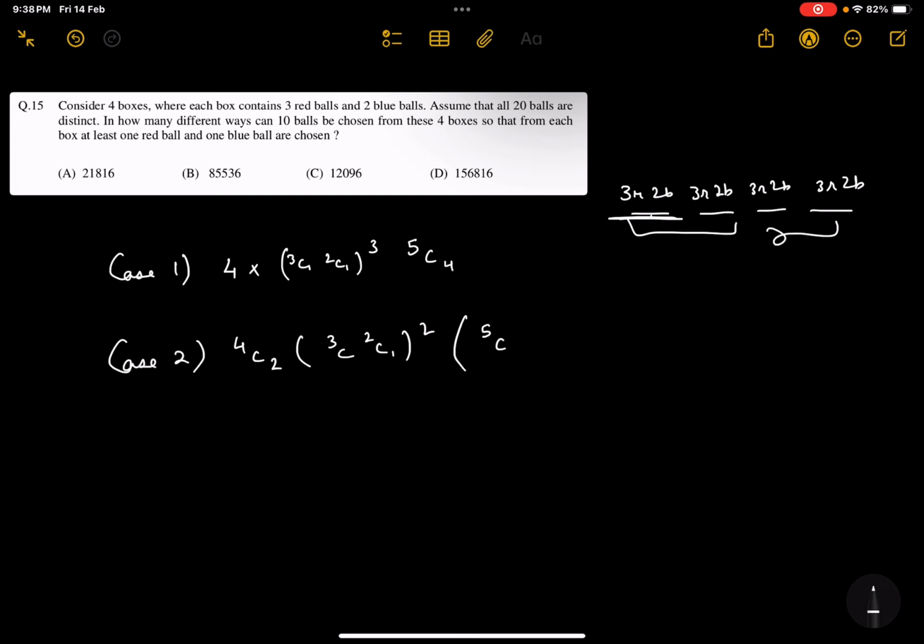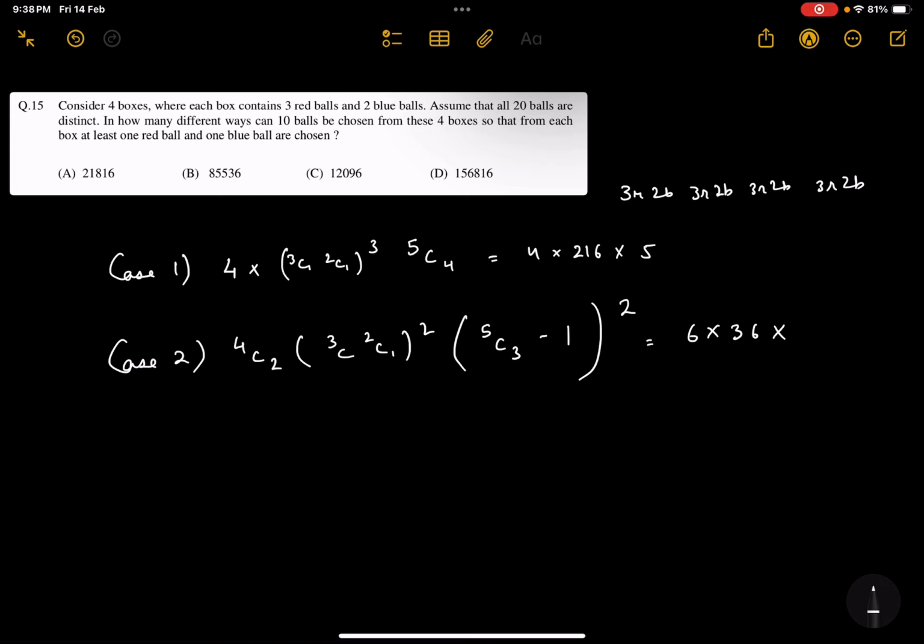So I take 5C3, choosing 3 balls, minus 1, the case when all the 3 red balls are chosen. This and this is squared because I am choosing from this as well as this box. So this must be the answer. So case 1 is 4 into 36 into 5, 216 into 5, and this is 6 into 36 into 5C3 is 10 minus 9, 81.